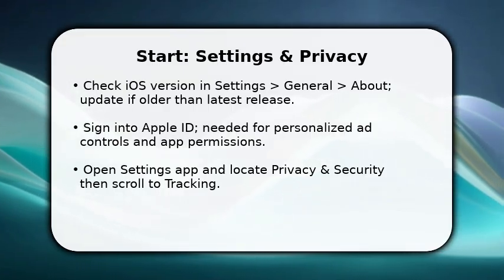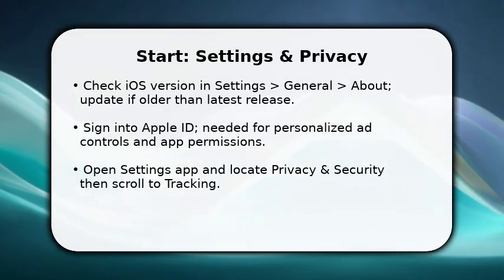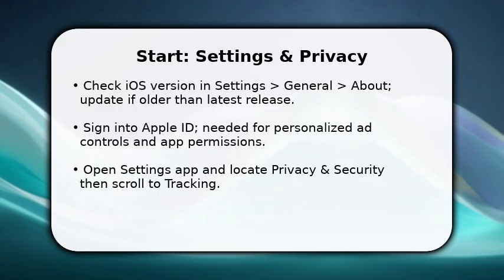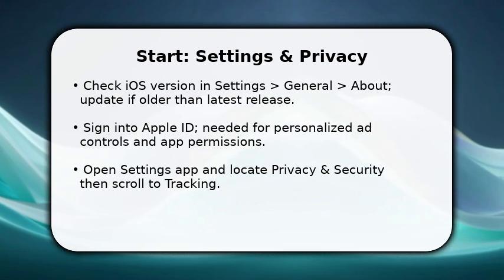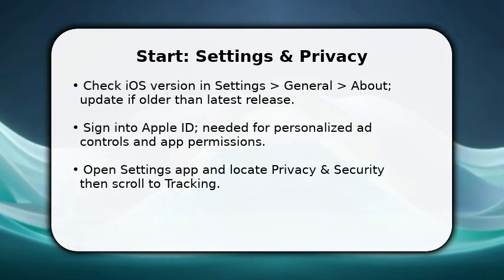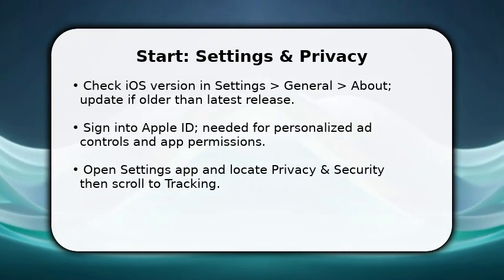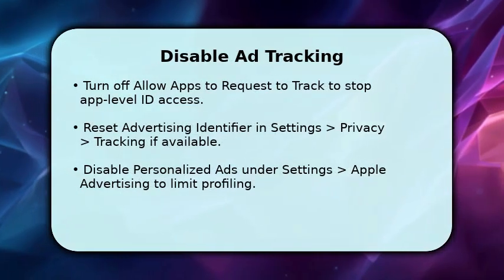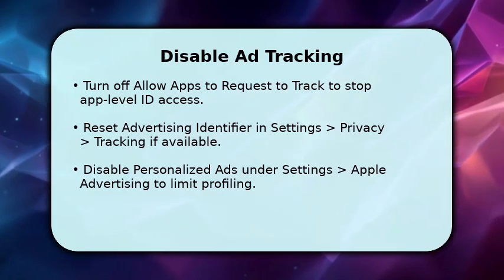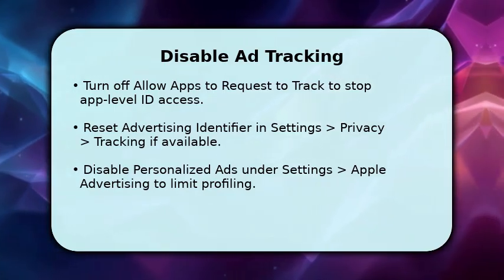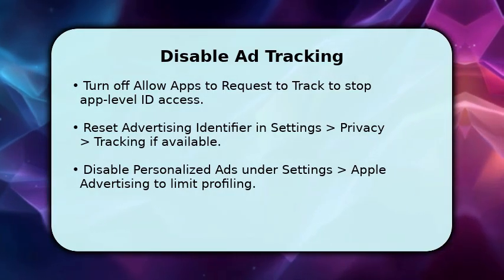Make sure background app refresh is reviewed as well because apps use it for ad delivery. This sets a secure baseline and prevents simple ad targeting from restarting after later steps. Now you disable tracking and personalized ads so ad networks can't assemble a profile. Turn off Allow apps to request to track. That stops new permission prompts and cuts cross-app ID sharing.